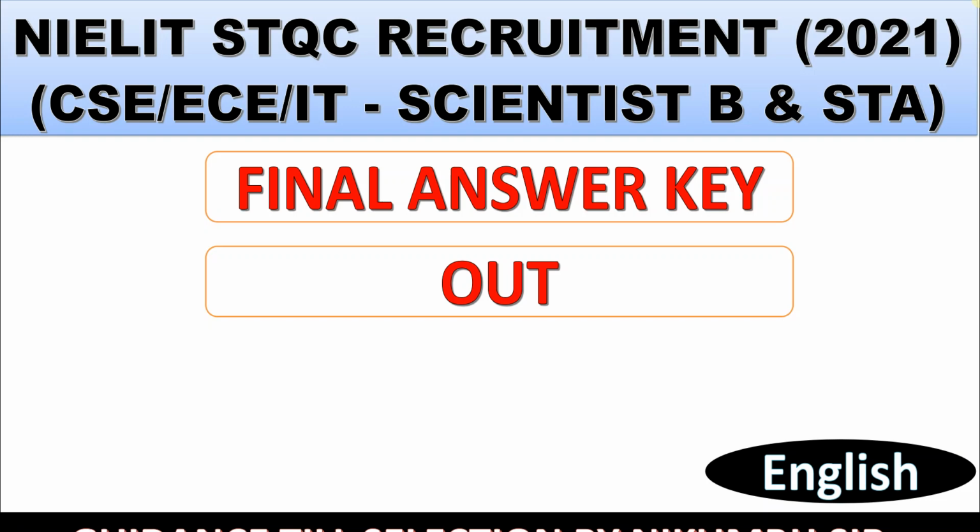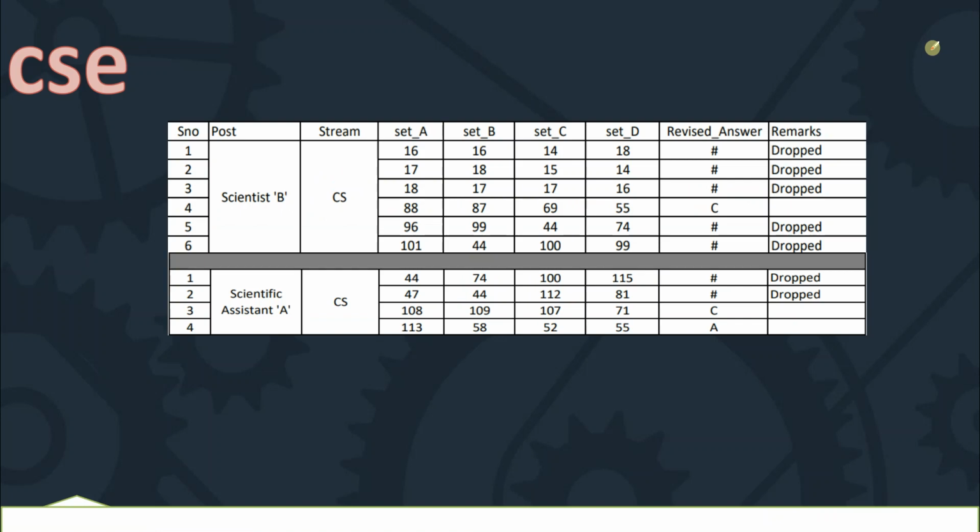So for NIELIT STQC, CAC, EC, IT, Scientist B and STA post, the final answer key is out now, okay? So we will see what number of questions they excluded this time and what number of questions they changed, okay? So let's start with the CAC branch.